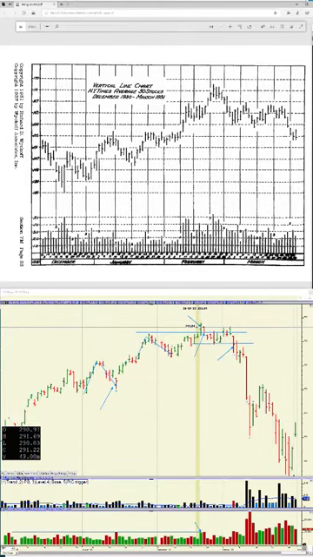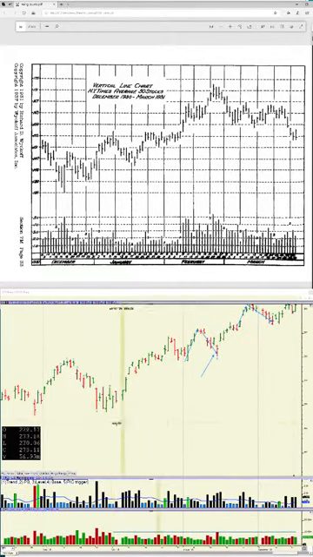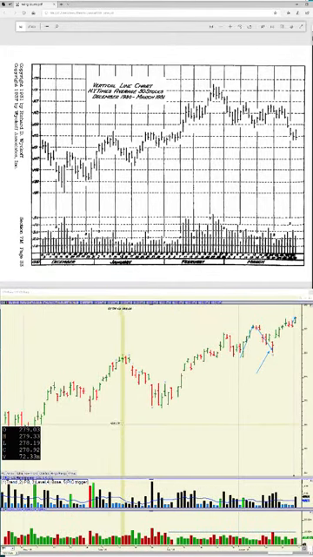Alright? That one more bar afterwards at least helps me confirm and be much more comfortable with taking a position. Very, very comfortable. Anyway, so let's take a look at some more examples.